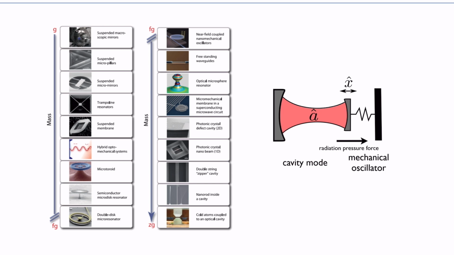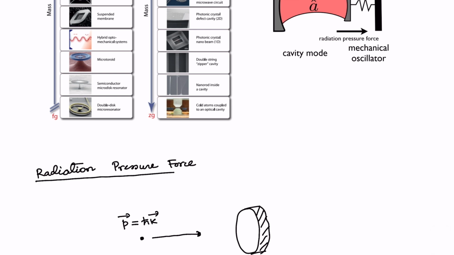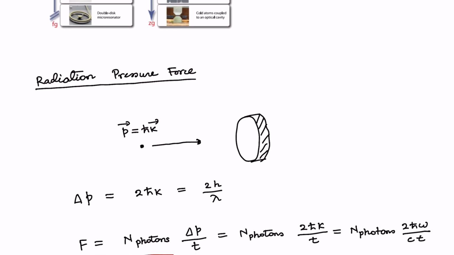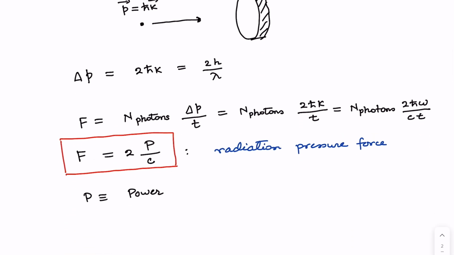The underlying physics of this cavity optomechanical interaction is the so-called radiation pressure force, which we also discussed in the last class. Radiation pressure force is related to the fact that when a photon hits a mechanical mirror, it imparts momentum, and the change of momentum gives rise to this radiation pressure force. And we found that the radiation pressure force is equal to 2 times the power of the radiation divided by the speed of light.